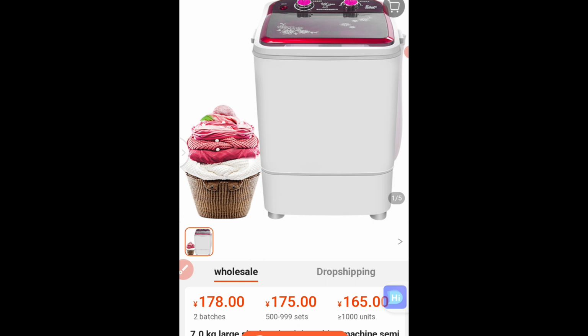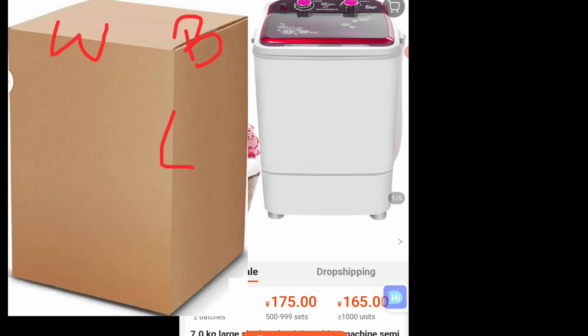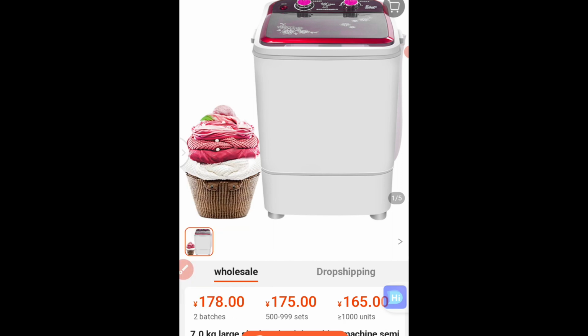Hope you get this. That is the reason why I'm using this washing machine. It comes with the shape of a carton. From this washing machine, we can actually get the length, the breadth, and the width, which is what we need to calculate shipping cost for sea shipping. We don't need the weight.